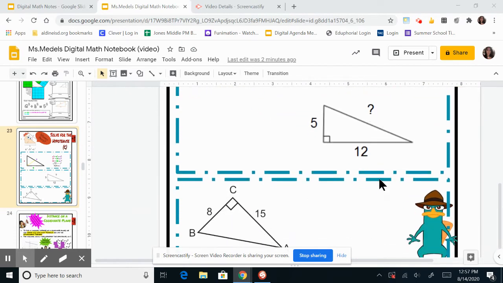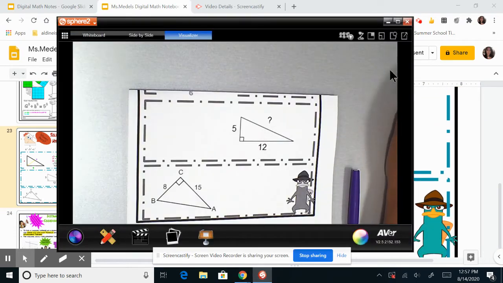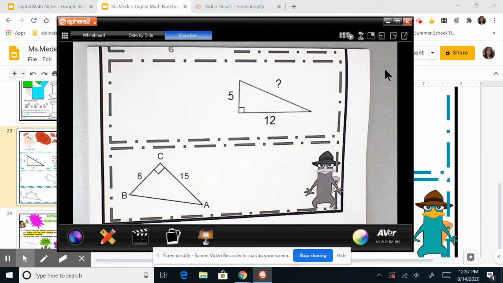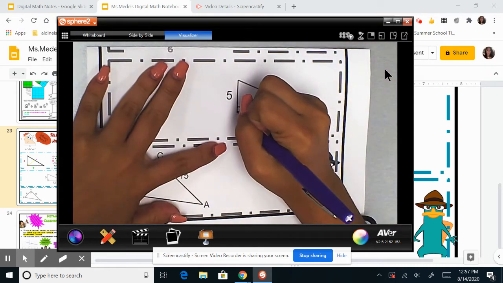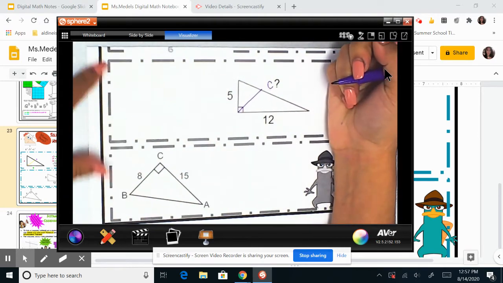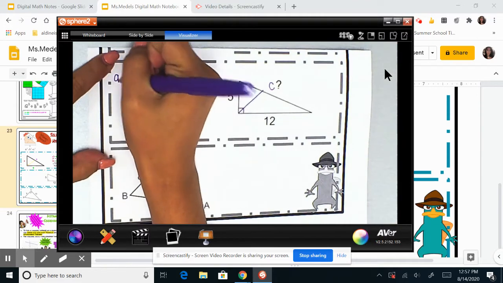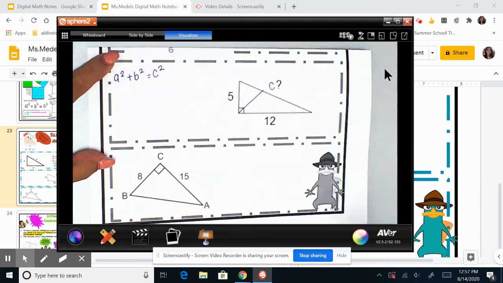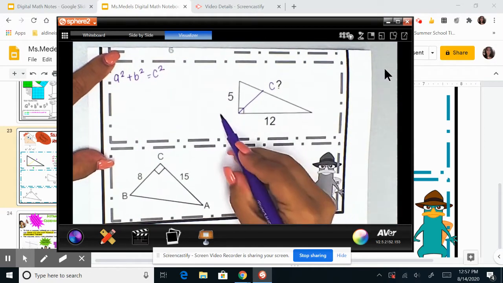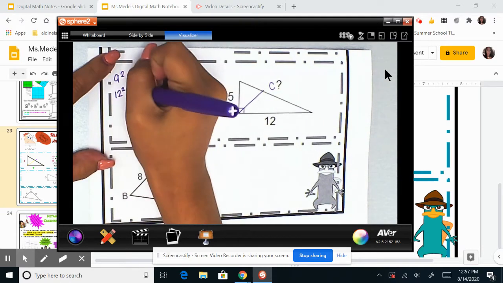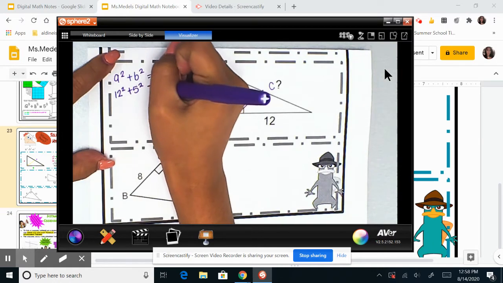I'm going to do 2 examples with you. Here we go. Okay, so I have 5, 12, and a question mark. So here is my right angle. I'm going to start here. I go across, whatever it touches, I know that that is my C. So I'm going to always start with my formula: A squared plus B squared equals C squared. Okay, so my 5 and my 12, again, it does not matter. I'm going to do 12 squared plus 5 squared is equal to C squared.